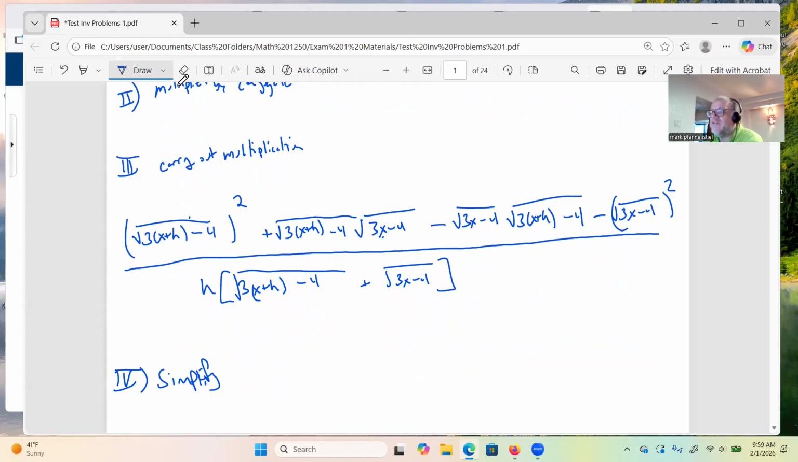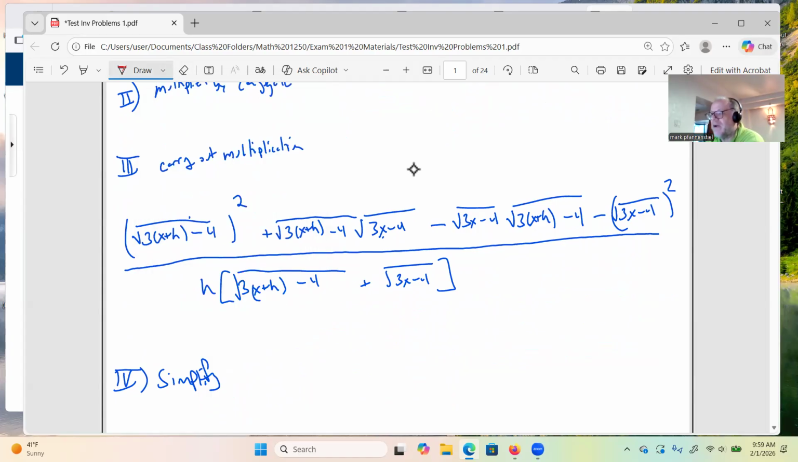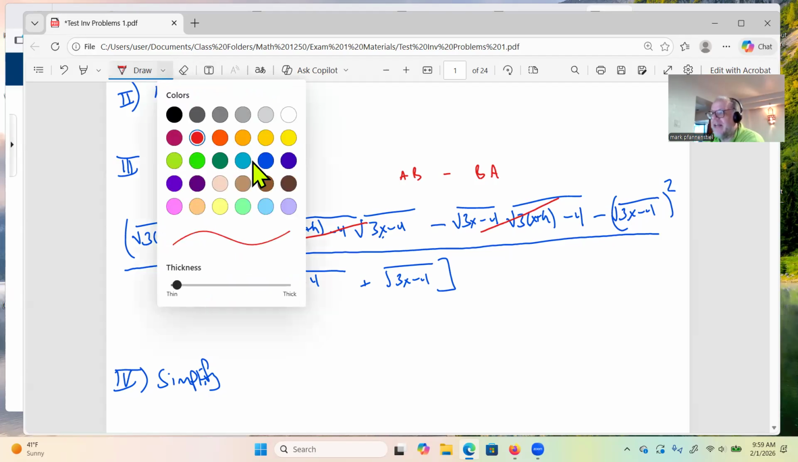Okay, and you can see there's some stuff that is the same, isn't there? This is a plus square root of 3x minus 4 minus, see, I have an a times b minus a b times a. You know that those are going to commute and they're going to be the same thing. It's not always true, but in this case it is. So these guys get to cancel out, and let's go ahead and simplify this guy down.